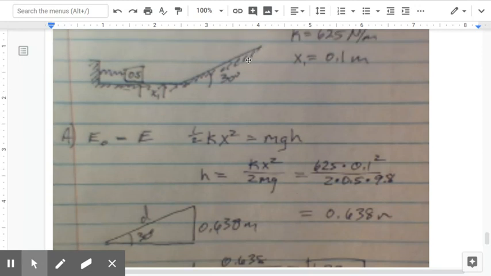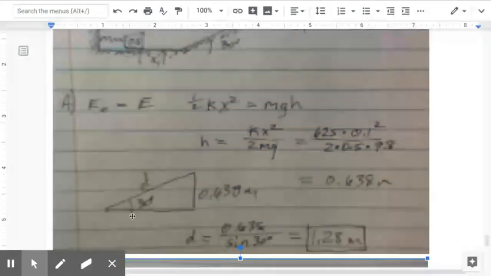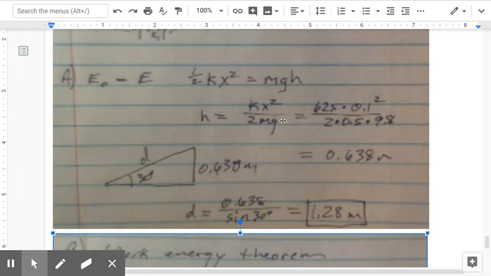So now I have to find this distance. I'm going to use this triangle right here to solve for it. 0.638 meters is the height, 30 degrees is the angle, and I'm going to solve for d. So d will equal 0.638 divided by sine 30, which is 1.28 meters. So it's going to slide for 1.28 meters up the ramp.